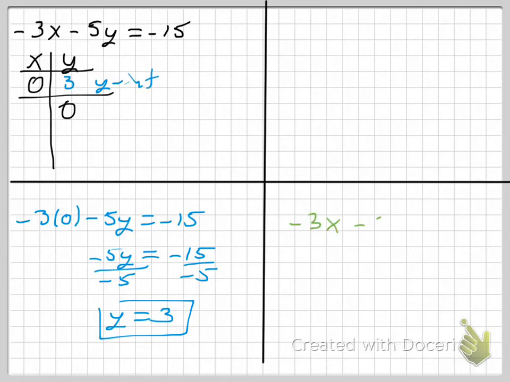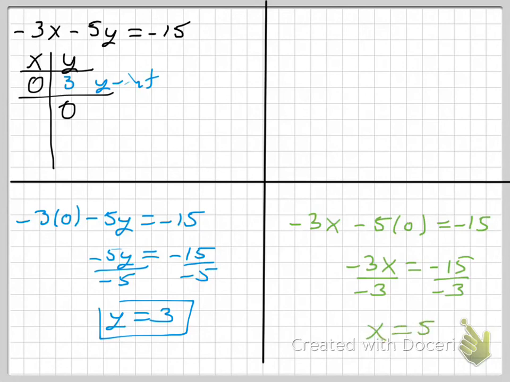And then we'll look for my x-intercept, and we'll plug 0 in for y. So negative 3x minus 5 times 0 equals negative 15. 5 times 0, so long to that, we just have negative 3x equals negative 15. Divide both sides by negative 3. So x will be equal to 5. And that'll be my x-intercept. And there we have both our x and y-intercept.